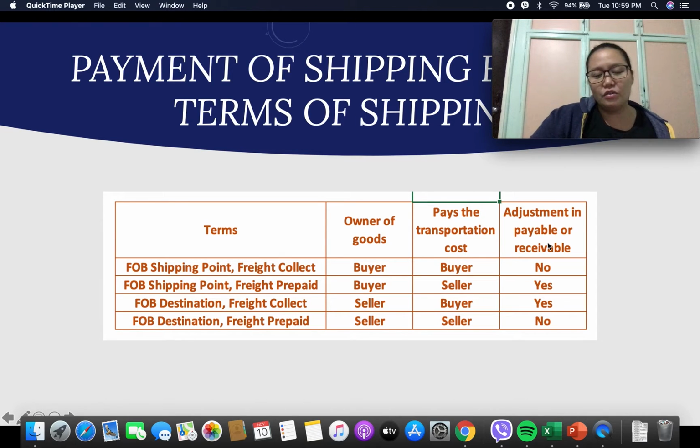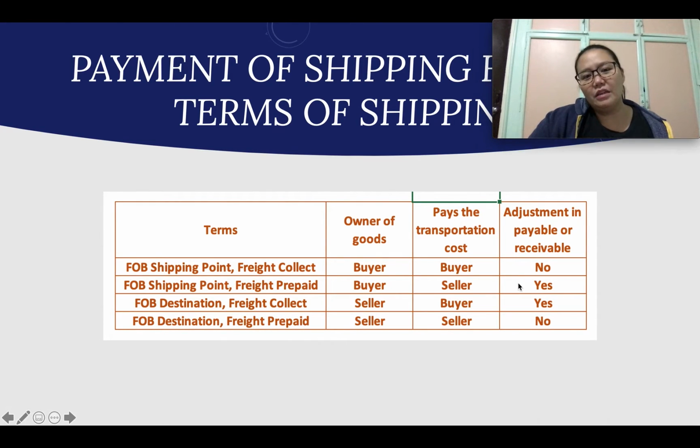So there is no adjustment in the payable or the receivable. Now, it is another story if the terms of shipment is FOB shipping point, freight prepaid, because the owner of the goods is the buyer, but the one who pays the transportation cost is the seller. Therefore, there will be an additional liability recorded by the buyer, because the seller has advanced the freight cost for them. So there is an adjustment in the payable or receivable of the buyer to the seller.